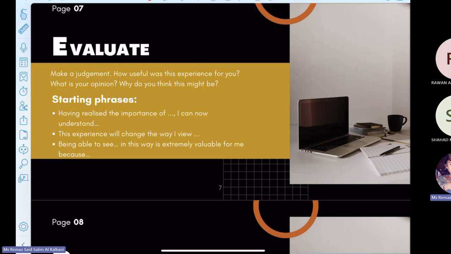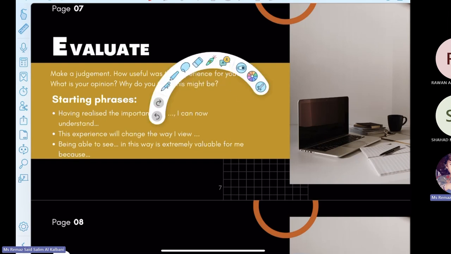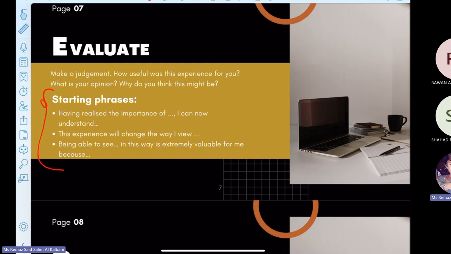Okay, so you just make a judgment. Is it useful? Does it help you with something? Okay, and you could use one of these phrases when you start writing. Having realized the importance of, I can now understand, and you write your judgment or your idea. Or you could use: this experience will change the way I view, what exactly.